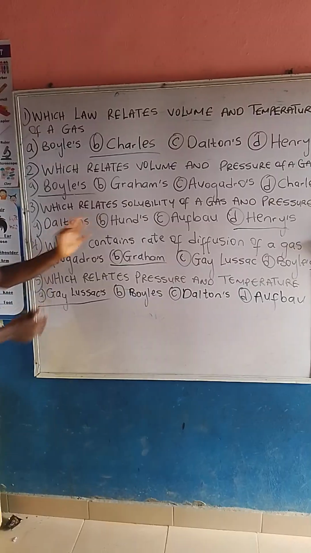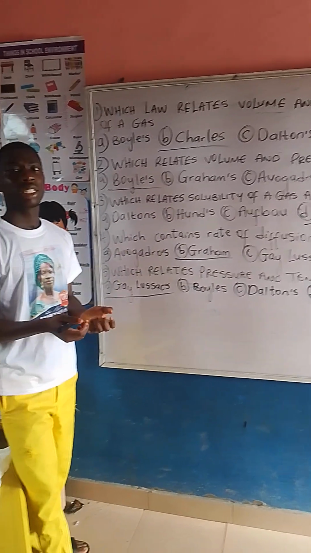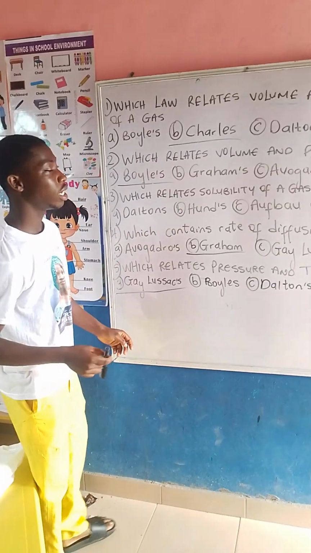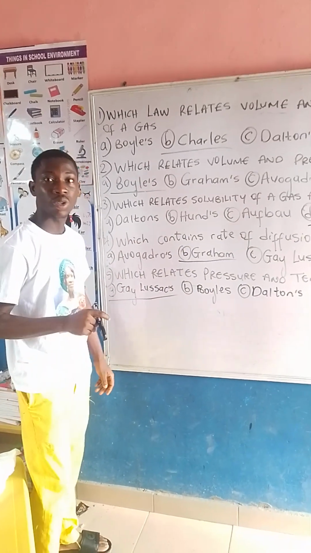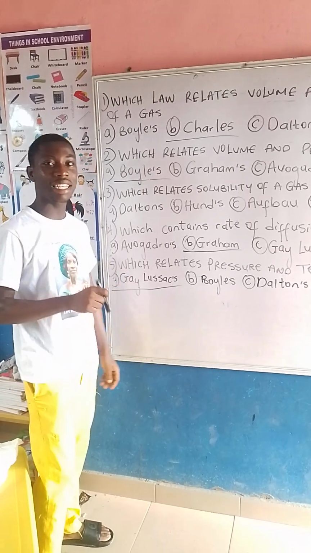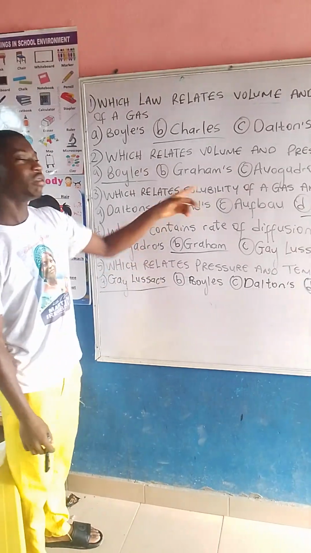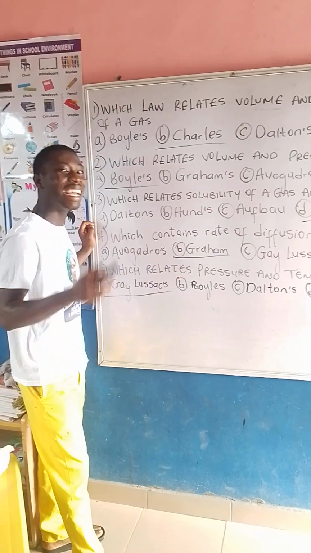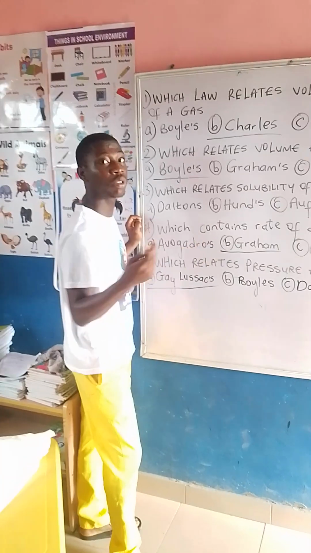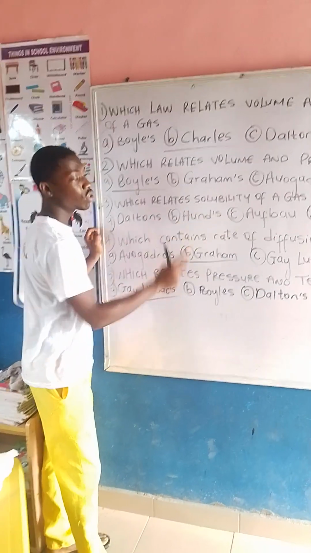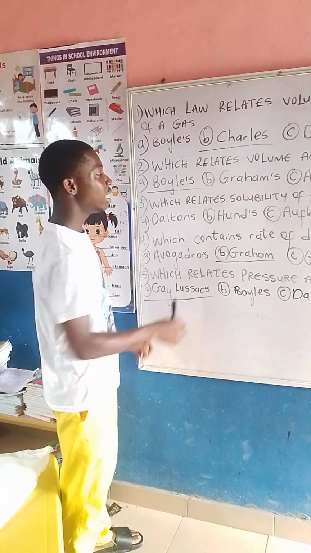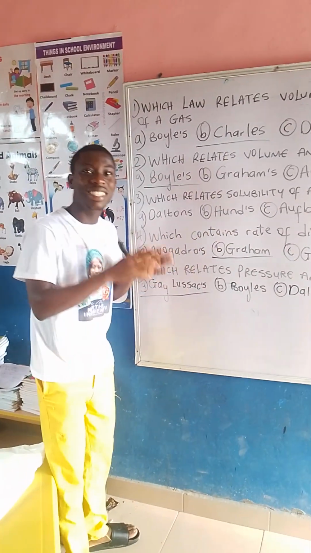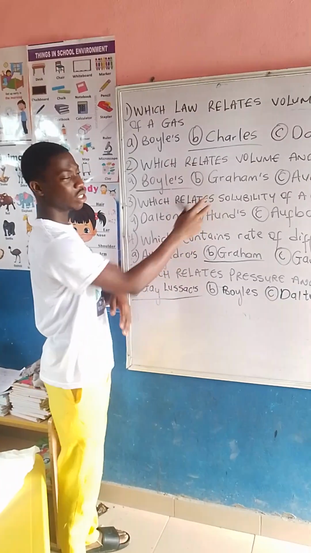Now number three, which relates solubility of a gas and pressure? Let's state the laws from this angle. What is Dalton's law? Dalton's law of partial pressure states that if there is a mixture of gases which do not react chemically together, then the total pressure exerted by the mixture is the sum of the partial pressures of the individual gases that make up the mixture. It does not relate. Let's move on. Hund's rule of maximum multiplicity states that in filling electrons into degenerate orbitals, the electrons should be filled singly before pairing. You can see it does not relate.